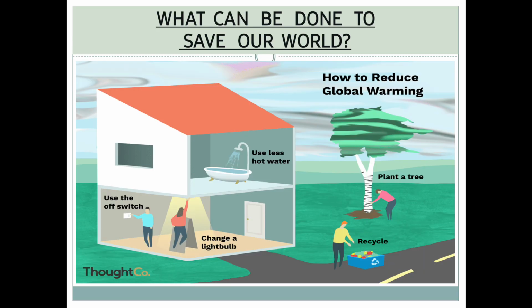What can be done to save our world? So here we have looked at all the problems and the effects that are caused to the world, but now we will be looking forward to how we can save our world, how to reduce global warming basically. So the first will be to plant a tree.